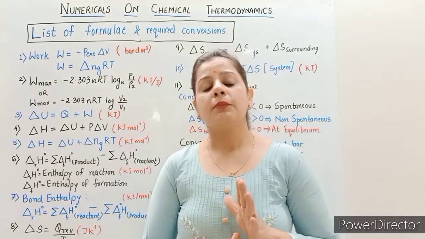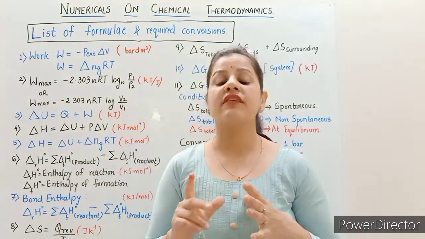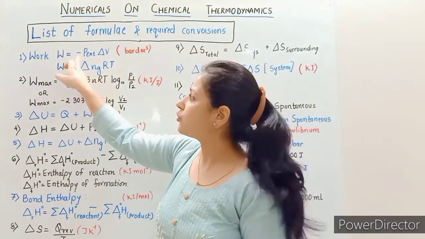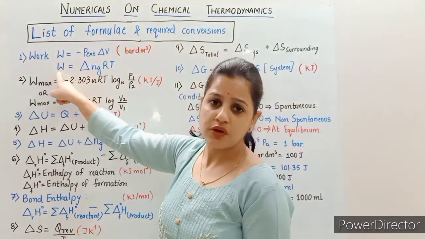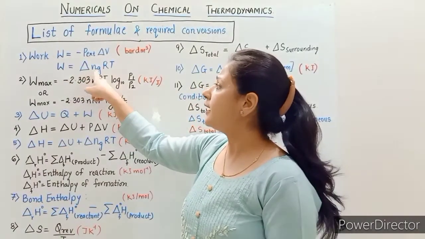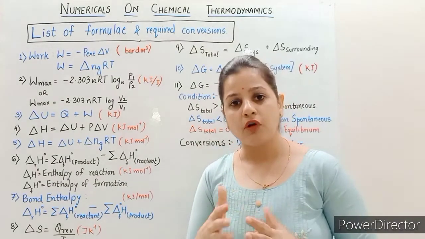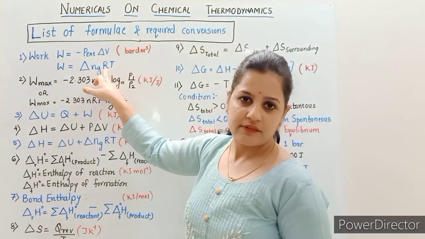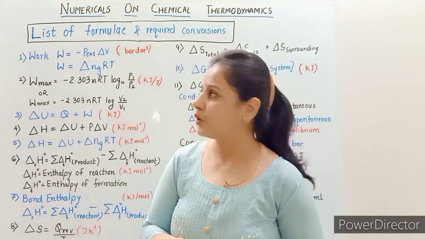Whenever the process is reversible, the work done will be maximum, and whenever the process is irreversible, the work done will be of the type W = -P_ext ΔV, or it is also given as W = -ΔngRT, where Δng means the change in the number of moles of the gaseous reactants, R is the gas constant and T is the absolute temperature. This is one of the formulas for the work done.